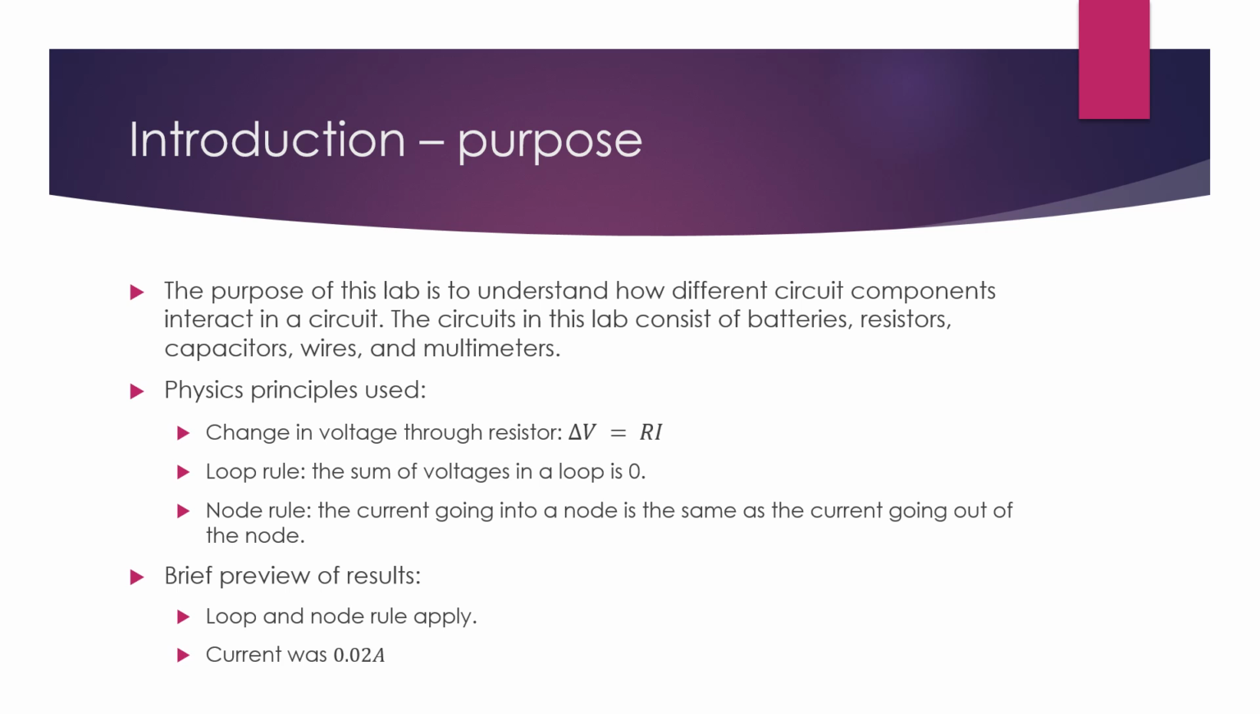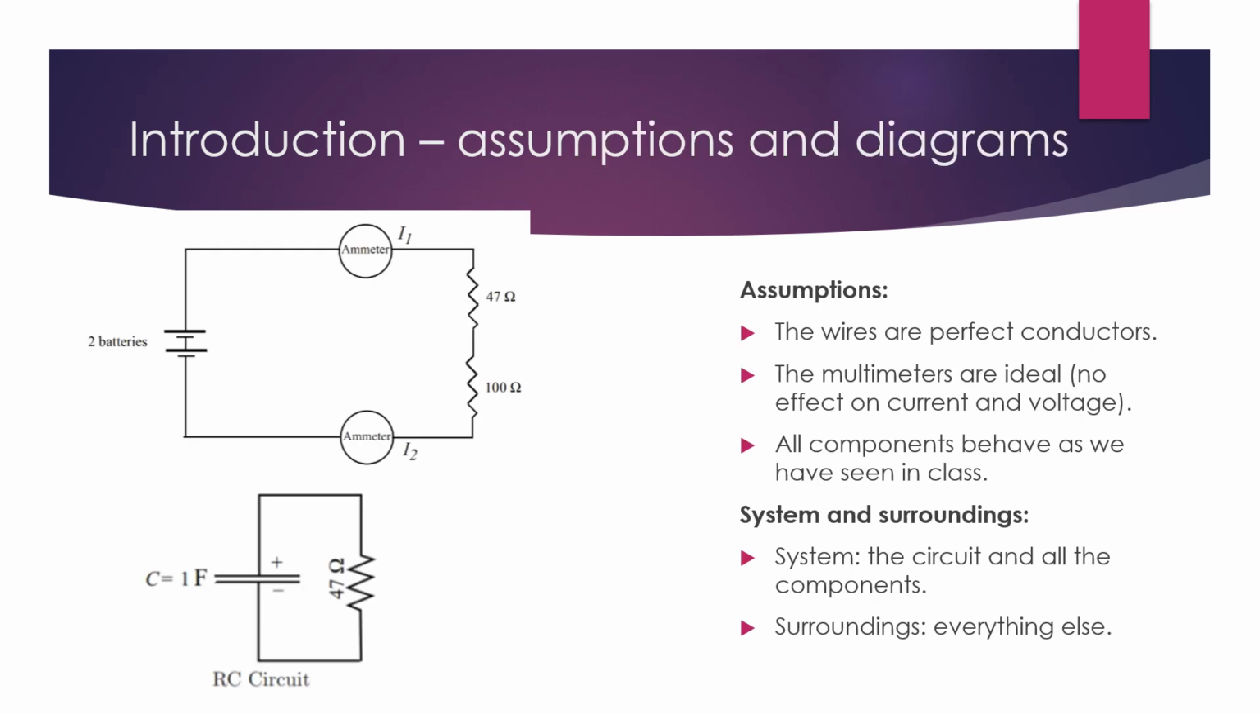A brief preview of the results of this lab is that the loop and node rule apply and that the current in the first circuit was 0.02 amperes. The first circuit consists of two batteries, followed by an ammeter, two resistors, and another ammeter. The second circuit is an RC circuit consisting of a single capacitor and resistor.